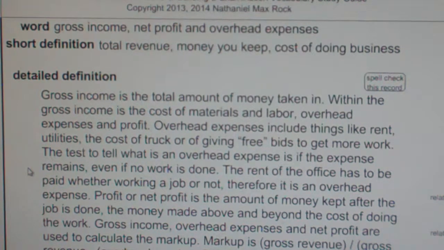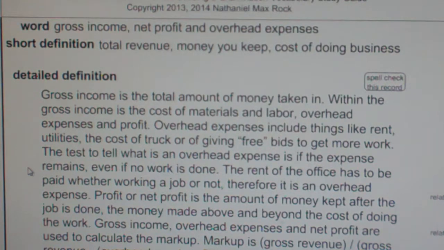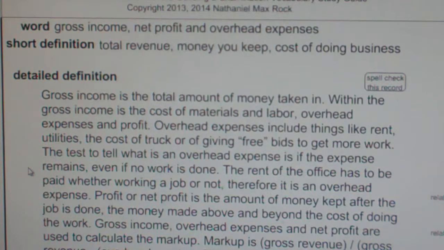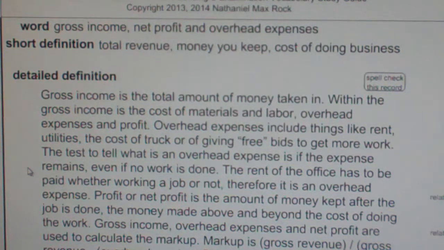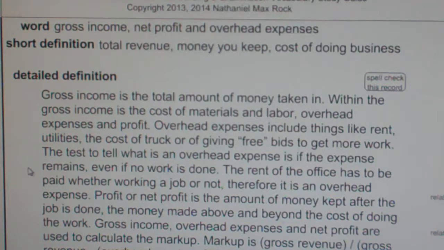Profit or net profit is the amount of money kept after the job is done. The money made above and beyond the cost of doing the work. Gross income, overhead expenses, and net profit are used to calculate the markup. Markup is gross revenue divided by the quantity of gross revenue minus the sum of overhead plus net profit.